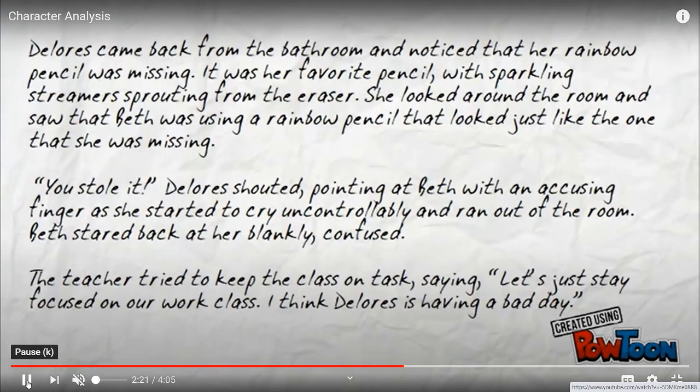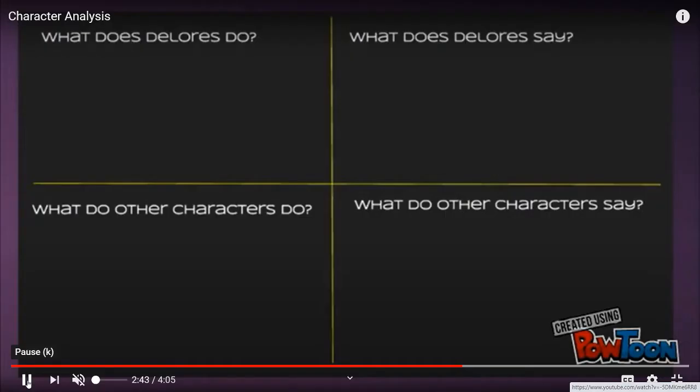The teacher tried to keep the class on task, saying, "Let's just stay focused on our work, class. I think Dolores is just having a really bad day." So based on what we just read, what can we analyze about Dolores? Think about that for a second. Reread it if you'd like by pausing, and then we'll come to this chart. What does Dolores do? Think about it.